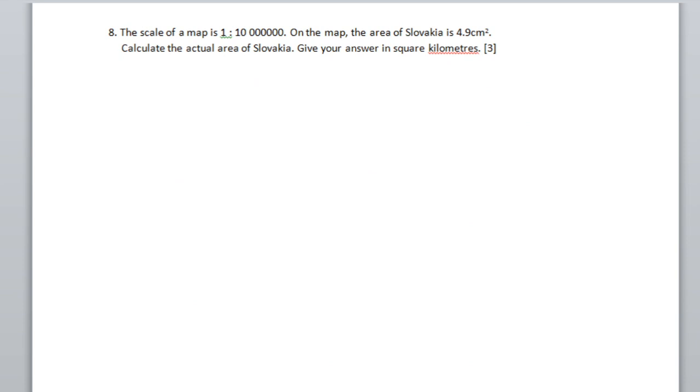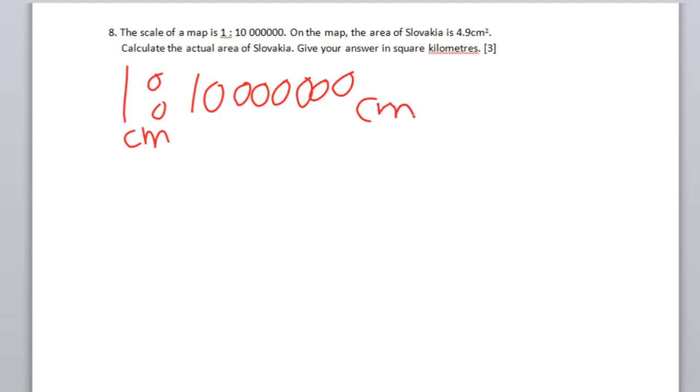Question number 8. The scale of a map is 1 ratio 10,000,000, so 10 million. Units are not mentioned, which means they're the same for both these values. So 1 centimeter ratio 10 million centimeters. On the map, the area of Slovakia is 4.9 centimeters square. Calculate the actual area of Slovakia, give your answer in kilometers square.